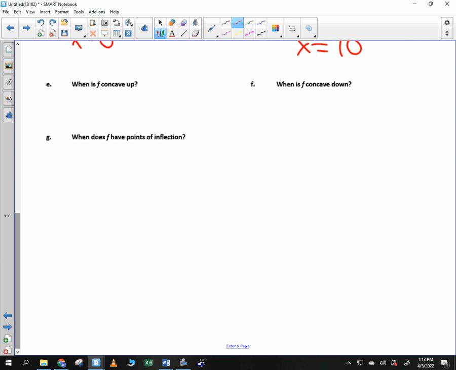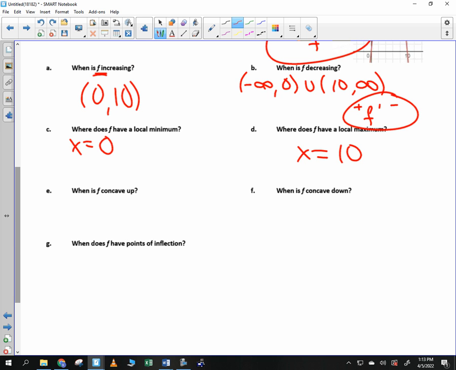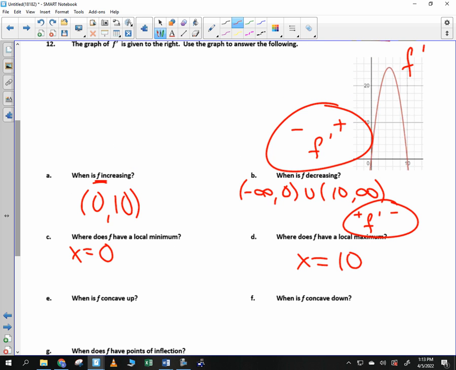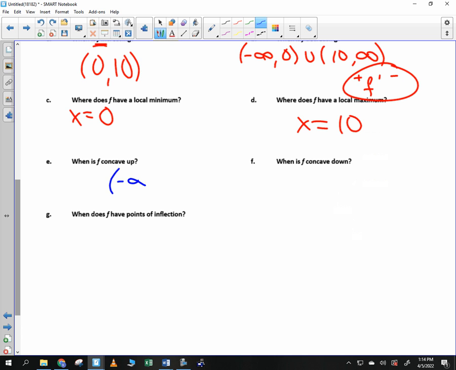Uh-oh, when is f concave up? How do I determine concavity? Second derivative. You tell me, okay? I got my first derivative, so I'm going to mark the second derivative. Second derivative is going to be like this. Tell me something about the second derivative right here. It's positive. So am I concave up or concave down? Concave up. Concave up is when the second derivative is positive. So therefore I'm concave up from where to where? Negative infinity to 5. Good.